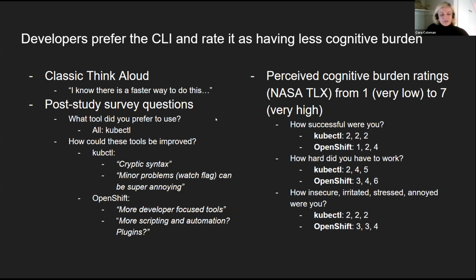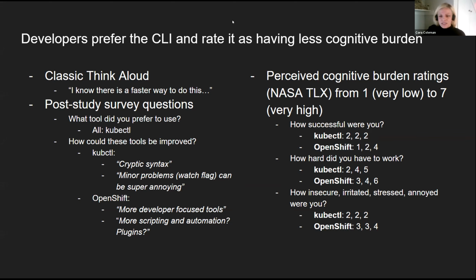And some of the bits of the think aloud that we gathered, when people were using the kubectl CLI, were things like, "I know there's a faster way to do this." They knew about certain commands that they could use to make it faster, but didn't necessarily remember them at the time. That was reflected in the responses for how this tool could be improved. Maybe the syntax or other problems, like one of our participants mentioned, a failing watch flag not giving an error message all of a sudden, and that can be annoying. And then for the OpenShift console, they wanted more developer-focused tools or more scripting and automation plugins to be included.